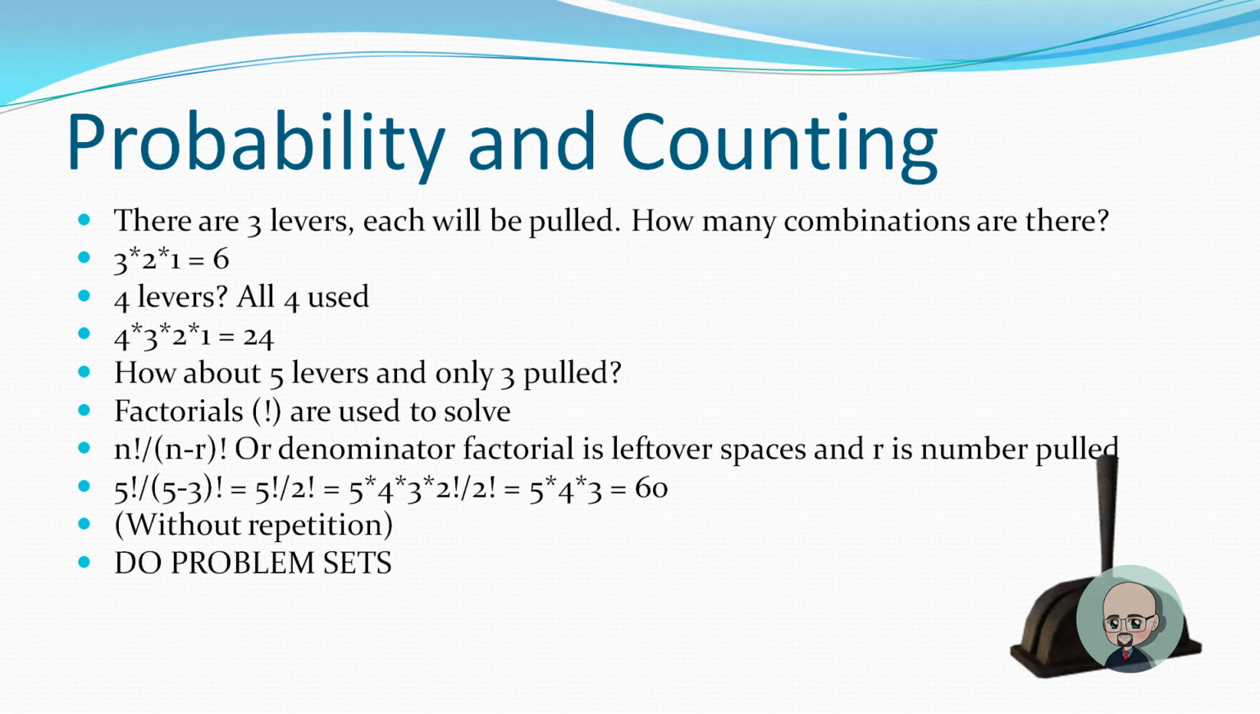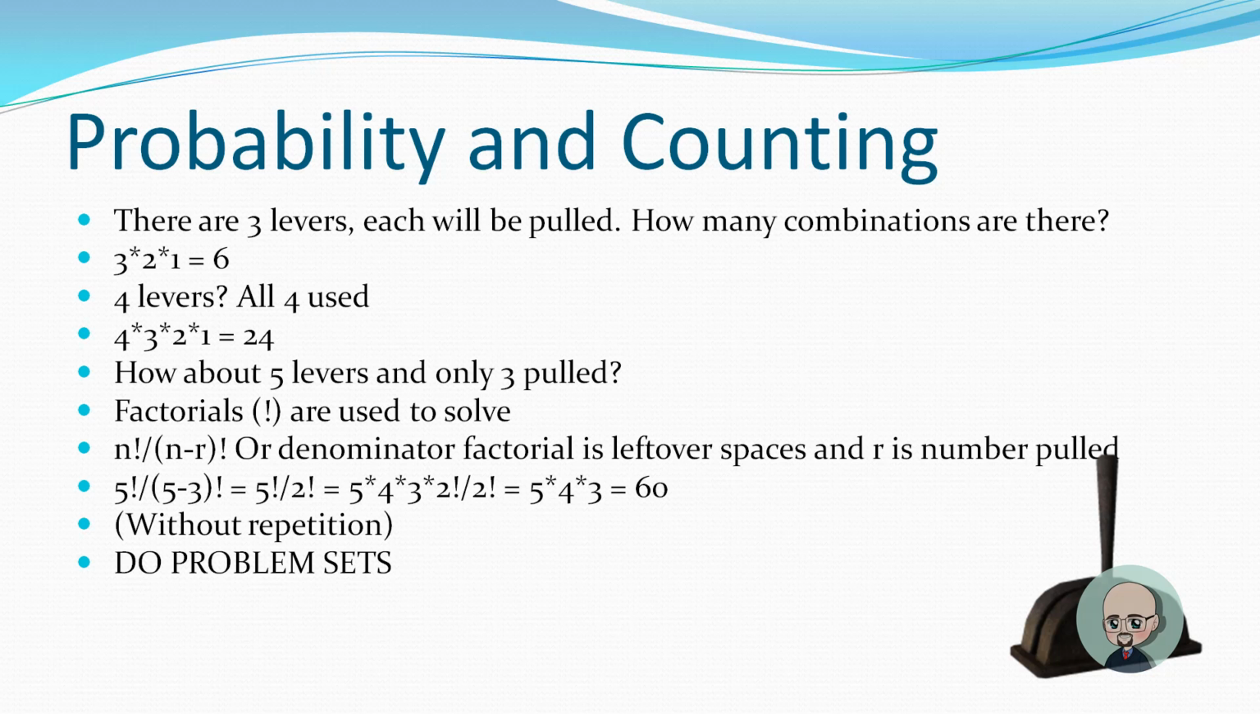What you do is you start multiplying it down. So 5 factorial is equal to 5 times 4 times 3 times 2 factorial. Put the factorial there, stop. Divided by 2 factorial. 2 factorial is equal to 2 times 1. Now, they cancel out, both the 2 factorial and the 2 factorial. So now it's equal to 5 times 4 times 3, which is equal to 60. So if we have 5 levers and only 3 are pulled, there's 60 combinations.